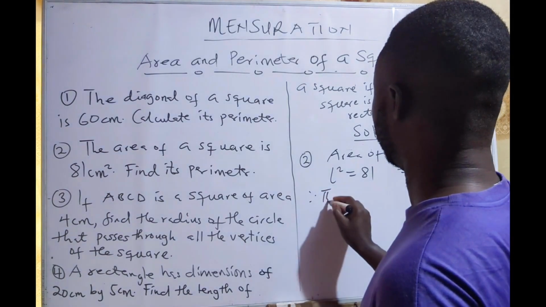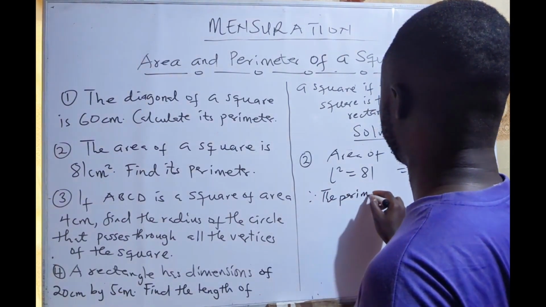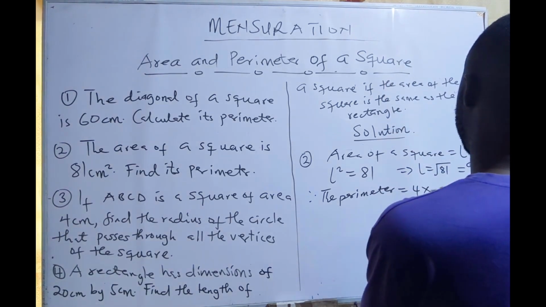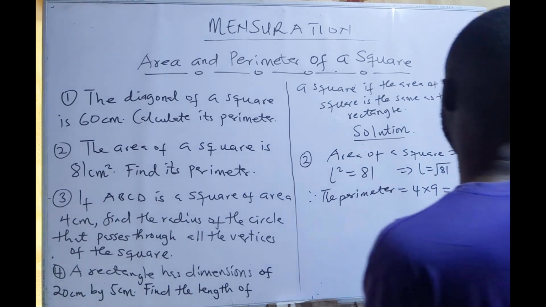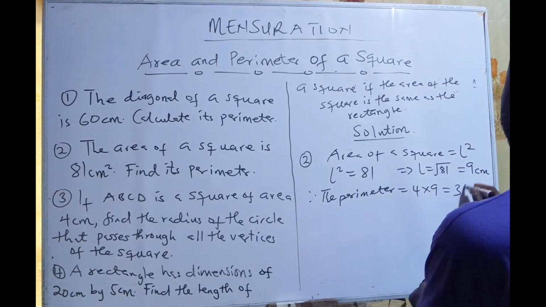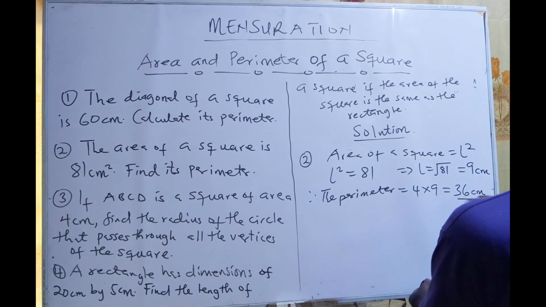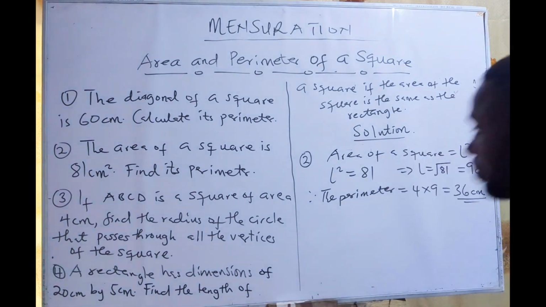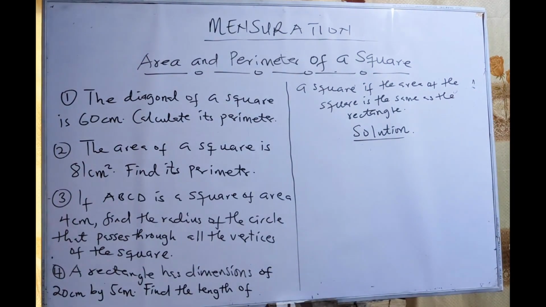Therefore, the perimeter is equal to 4L, 4 times 9, so 36 centimeters. So the perimeter is 36 centimeters. All right, so simple. Let's go to number 3.